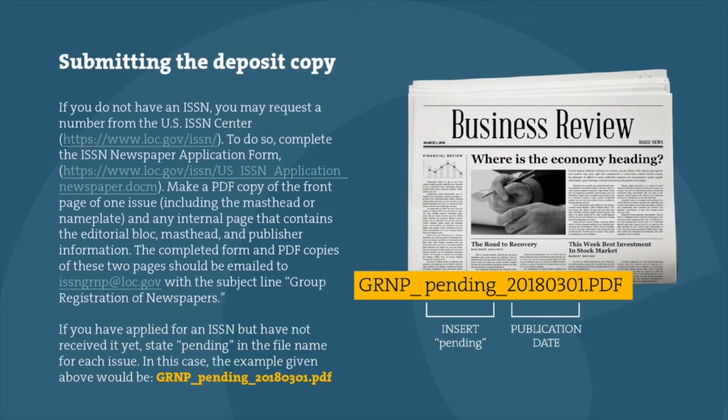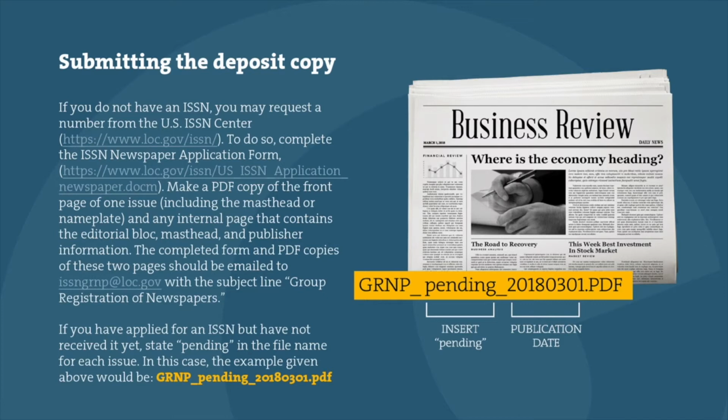If you do not have an ISSN, you may request a number from the U.S. ISSN Center. To do so, complete the ISSN newspaper application form. Make a PDF copy of the front page of one issue, including the masthead or nameplate, and any internal page that contains the editorial block, masthead, and publisher information. The completed form and PDF copies of these 2 pages should be emailed to issngrnp@loc.gov with the subject line, Group Registration of Newspapers.